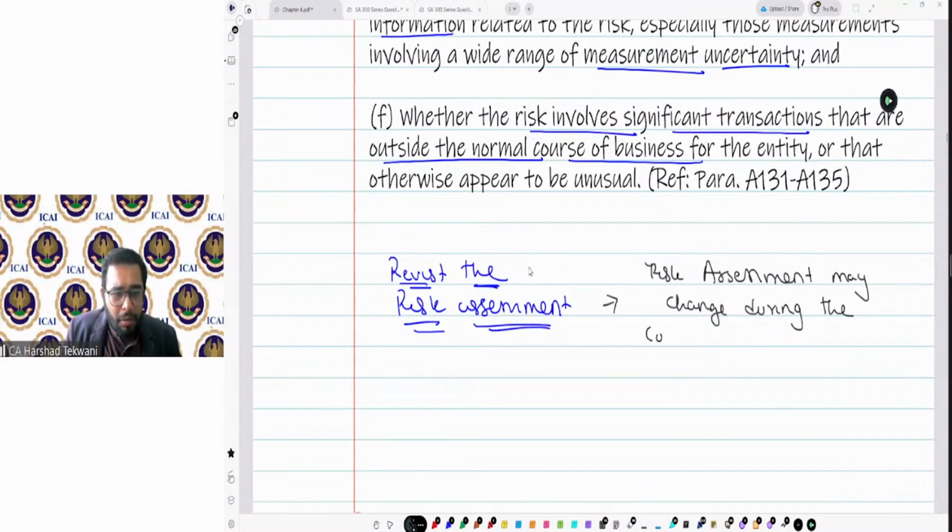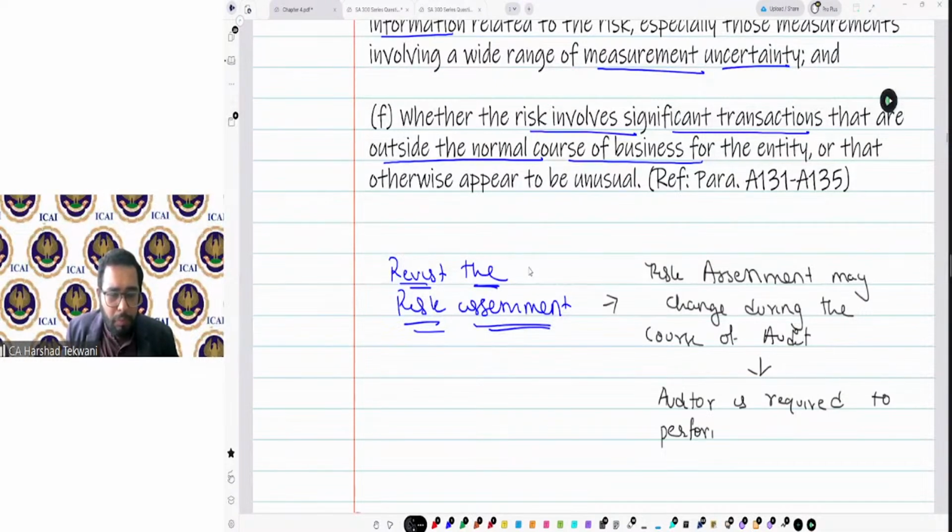As additional audit evidence is obtained, in circumstances where the risk assessment has changed, the auditor is required to obtain audit evidence by performing further audit procedures, that is, further audit procedures to obtain additional audit evidence.